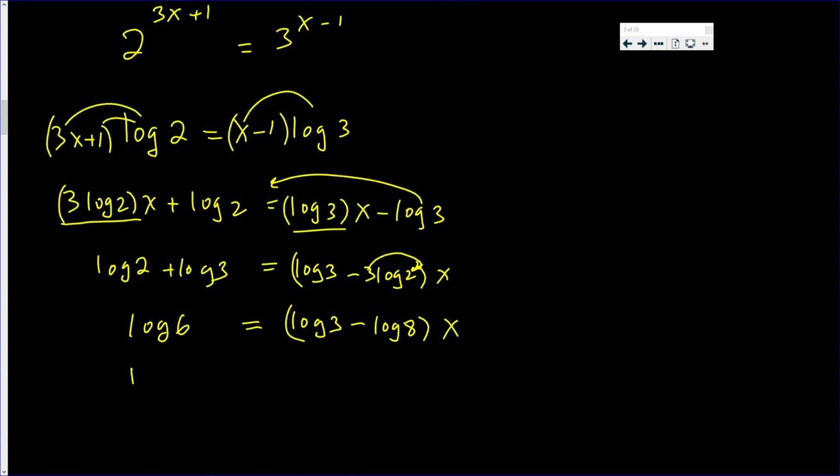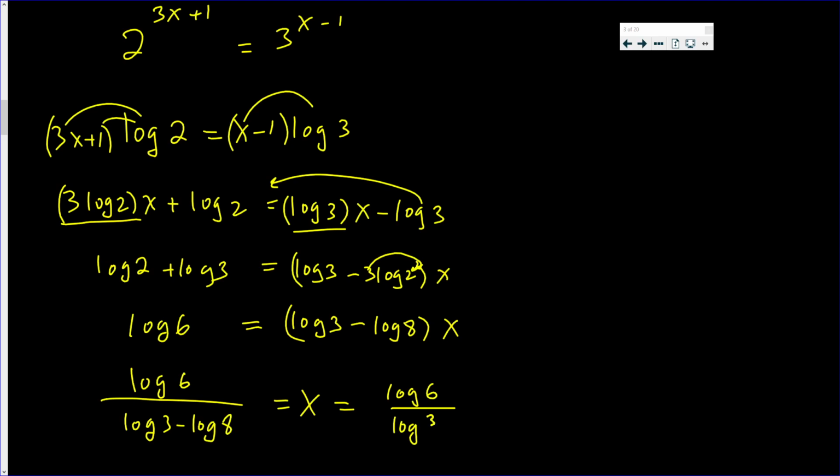And what we get is log 6 divided by log 3 minus log 8. That's x. You could write the denominator as log of 3/8. I just prefer not to have a fraction in the denominator. It's a matter of taste.